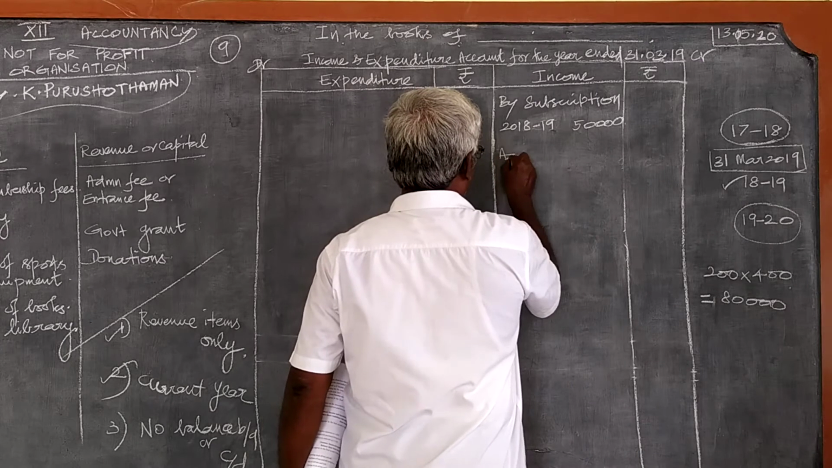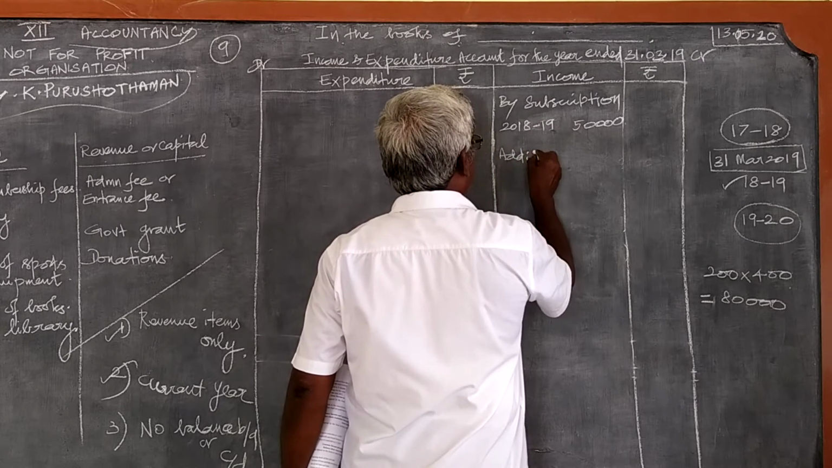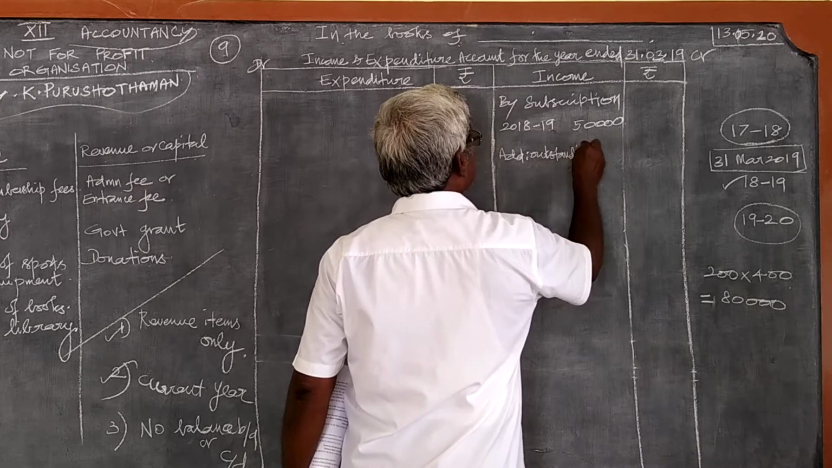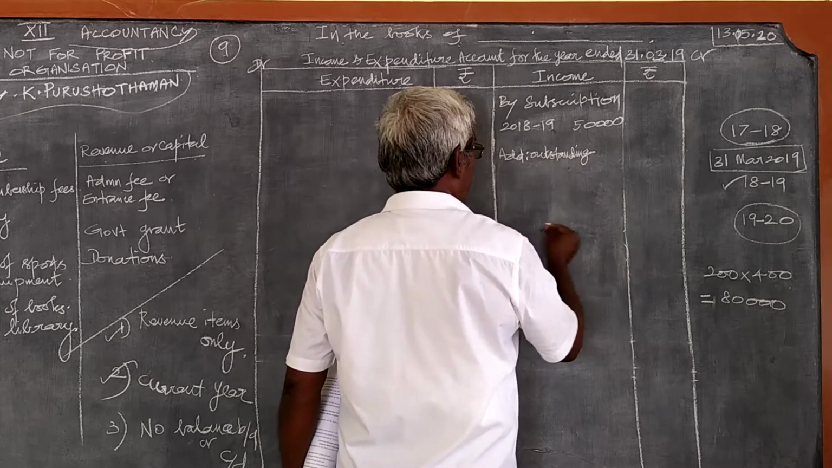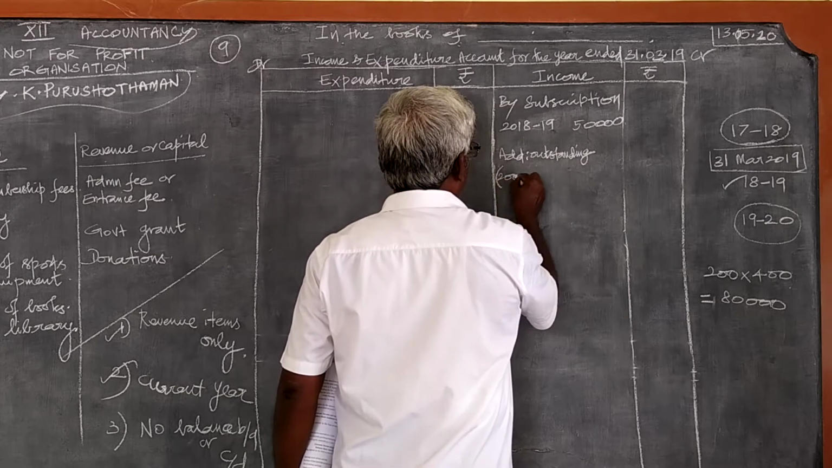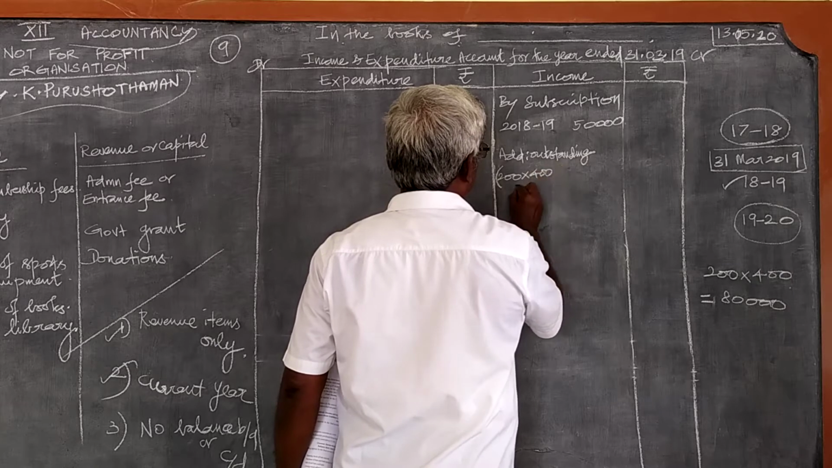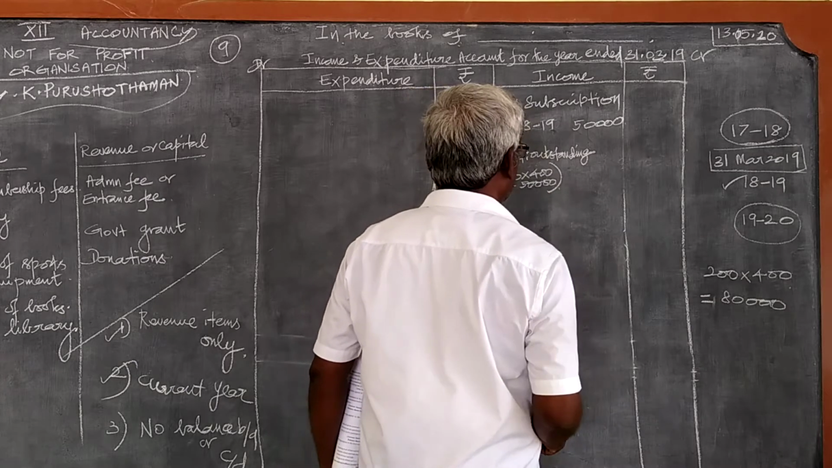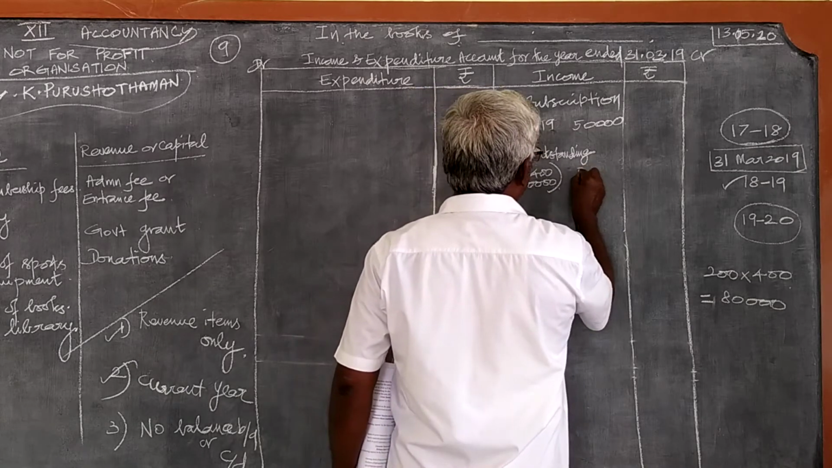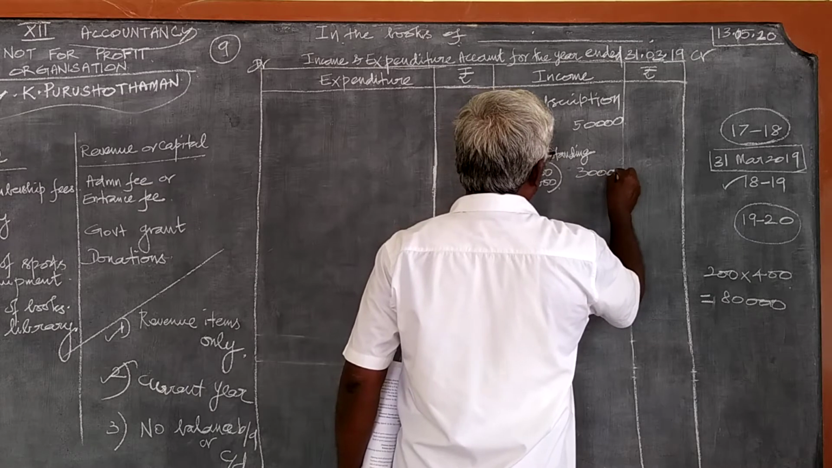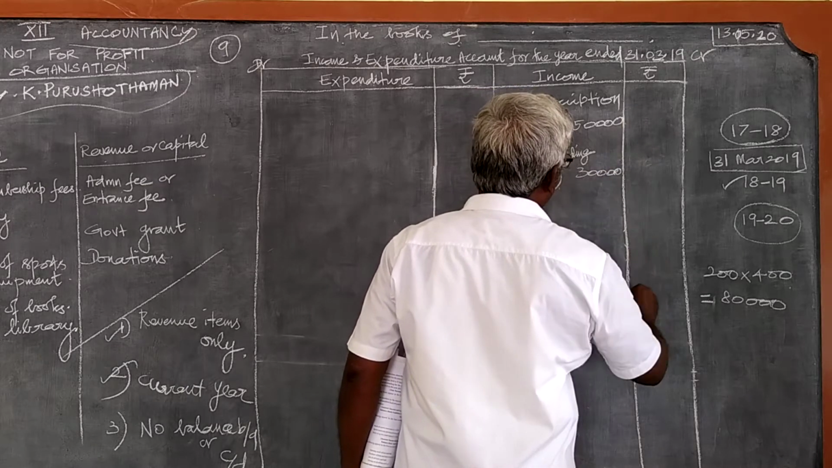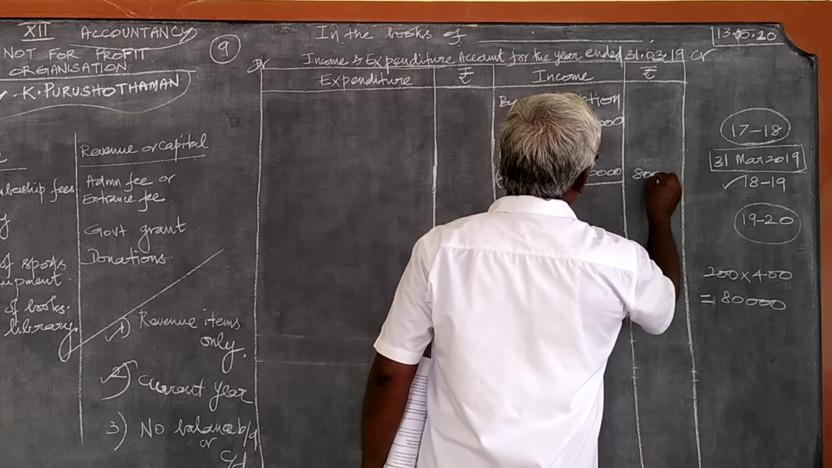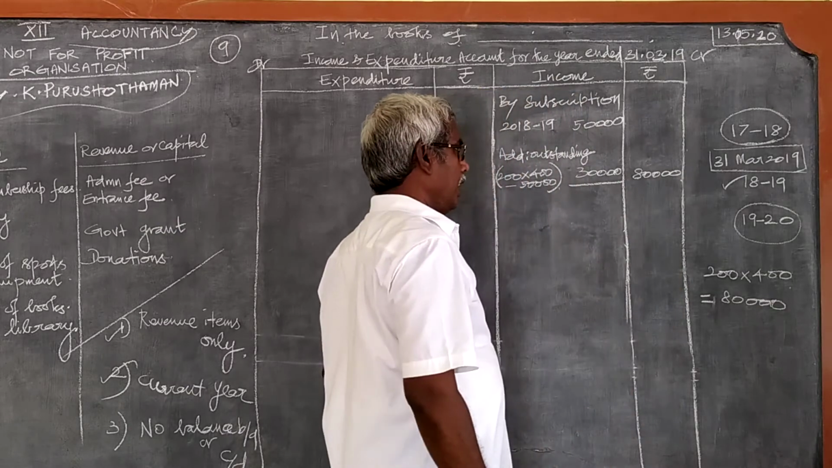So, add outstanding. You can give as reference 200 into 400 minus 50,000. So out of 80,000, 50,000 is paid, therefore the remaining amount 30,000 is not yet paid, which is called outstanding. Therefore the total amount which should be shown under income and expenditure is 80,000.